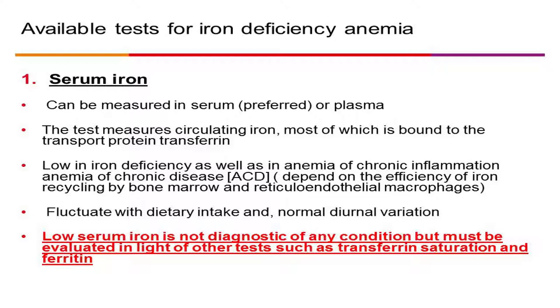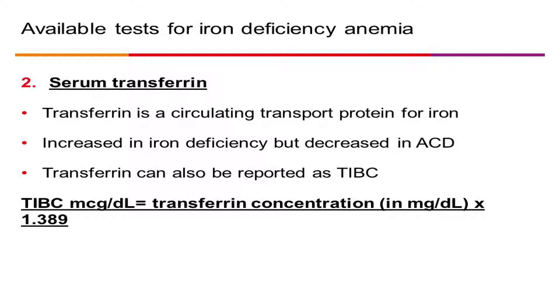Remember that serum iron can also be affected by whatever diet the patient is taking. For example, if the night before the patient had a meal rich in iron, the next day it would be high. If he didn't have a meal rich in iron, the next day it would be low. Even the time of day it is taken matters. If it's taken early in the morning, it is much higher than one taken later in the afternoon. So the serum iron should be interpreted in view of other investigations and the rest of the iron profile, not only serum iron.